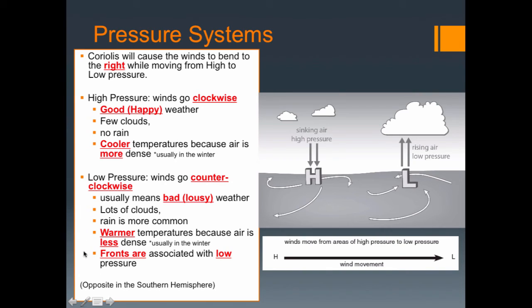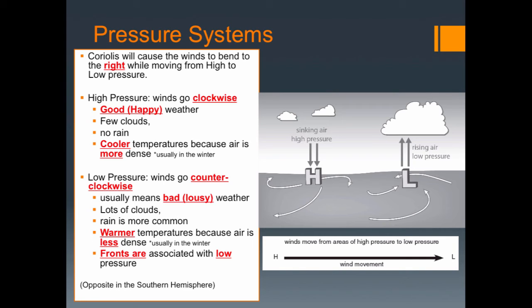So put a big star by this that you're writing in your notes. Fronts always move to a low pressure area, because wind always moves to a low pressure area. So over here, lousy, it's warmer weather. So because it's warmer, it's less dense and it rises, creating an area of lower pressure. So wind is going to move in that direction, bringing all the fronts towards it.